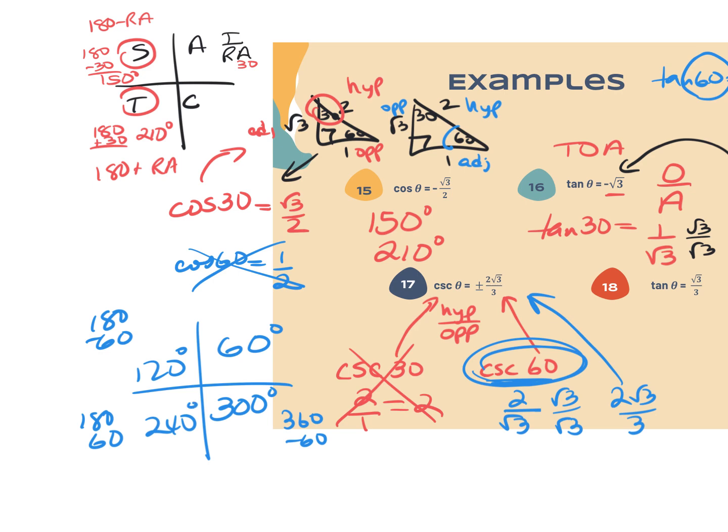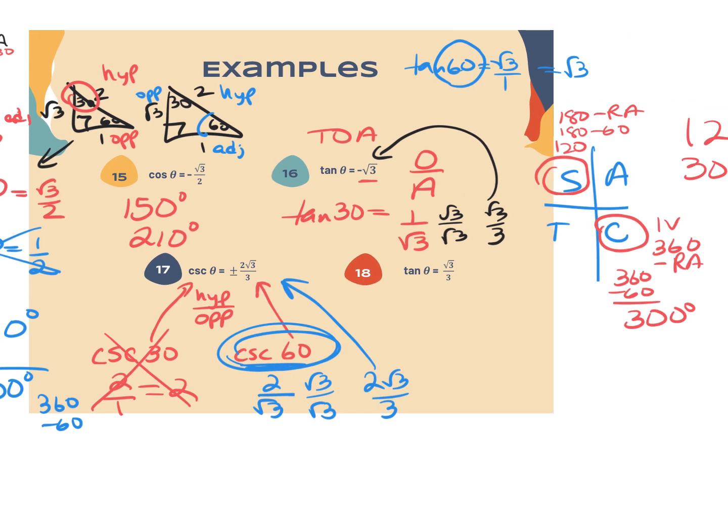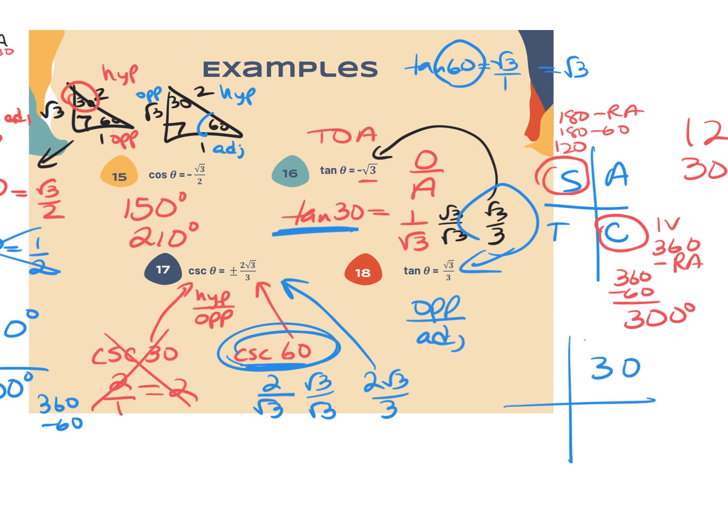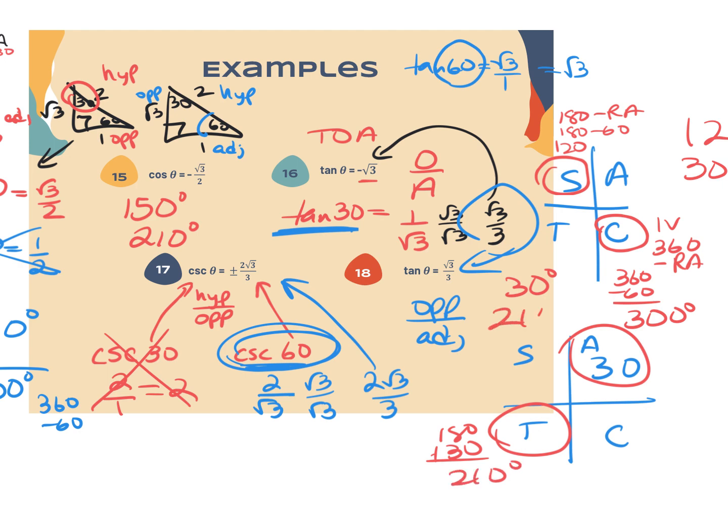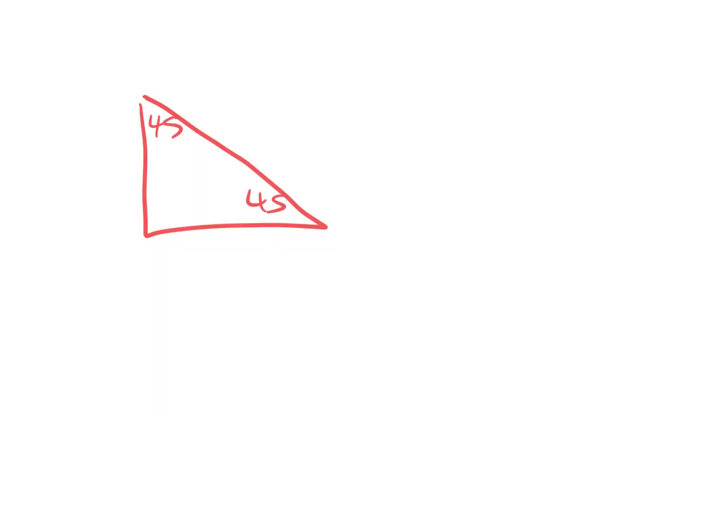And then the last one, we would do the same thing. Opposite over adjacent. And notice the work I just did for the problem up above. Notice the tangent of 30 gives me the answer that I was looking for. So my reference angle is the 30. And then I want to know where tangent is positive. So here and here. So 30 is the first answer. And then 180 plus 30 is going to give me the other one, which is 210. So 30 and 210.